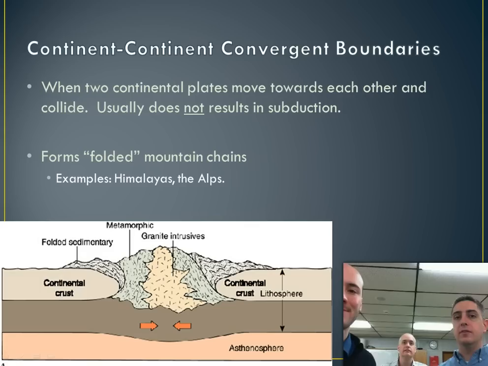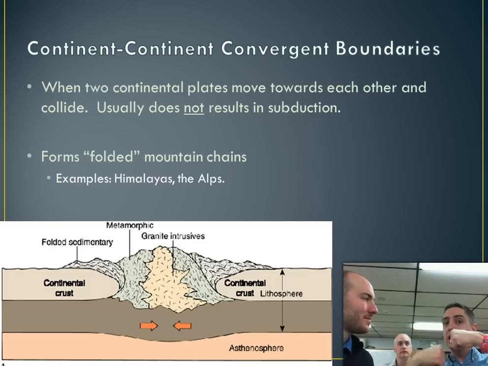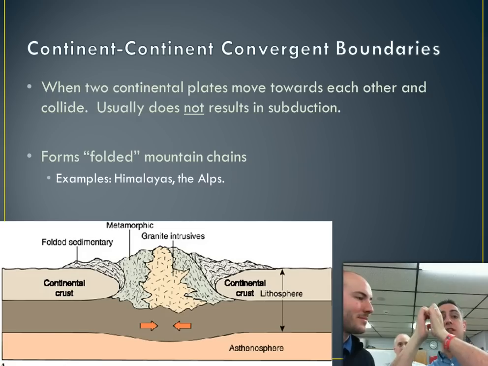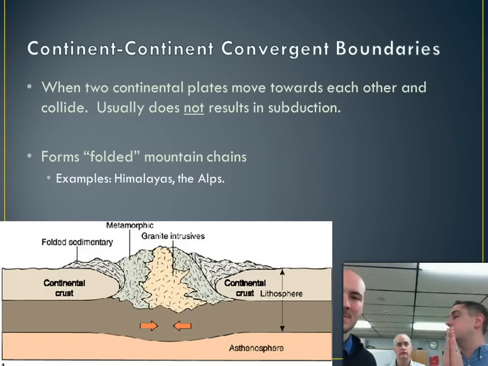The last type of convergent boundary is continent to continent, and that's two solid rock masses, basically landmass, that come together and collide. Here you do not get subduction, because they're both basically equal in terms of density, so neither one wants to go under. They just push and you get really tall mountains. This is usually where you get your highest mountains, like the Himalayas, where the India plate is smashing into everything else.